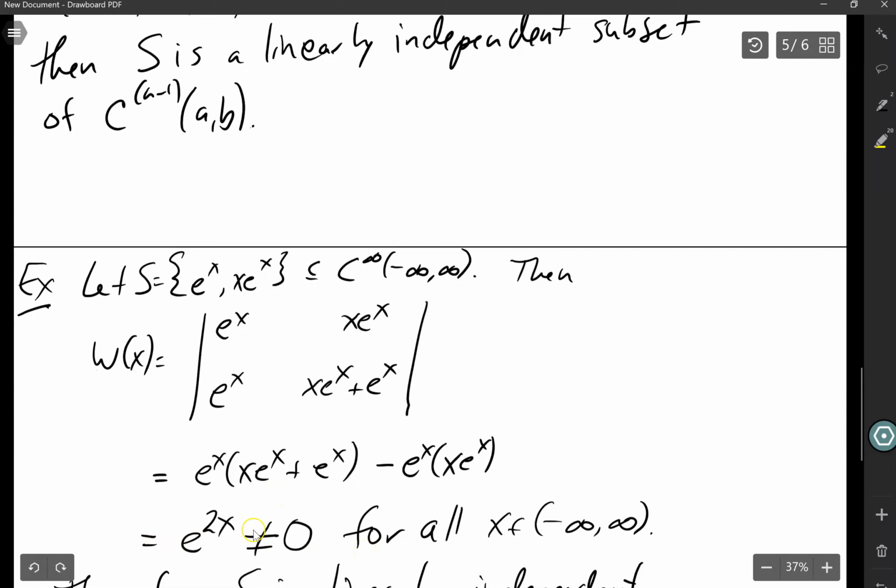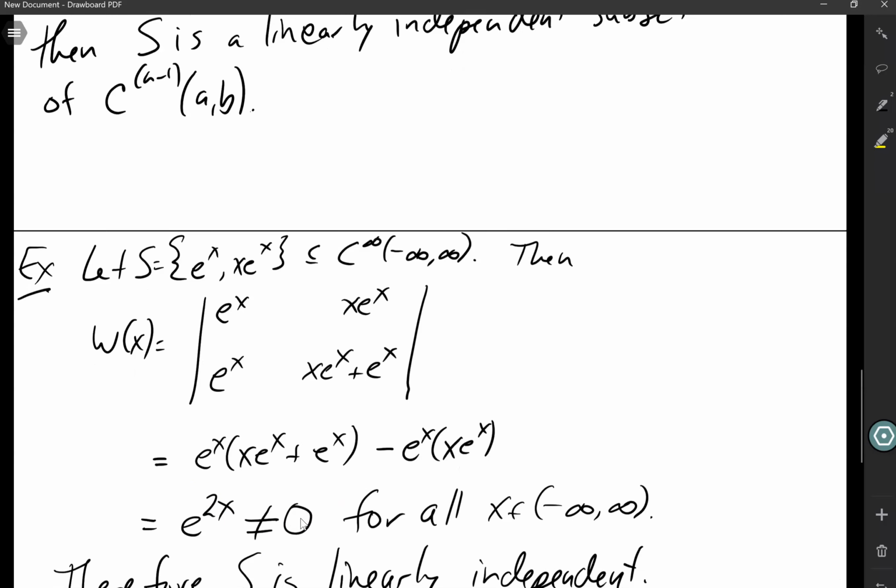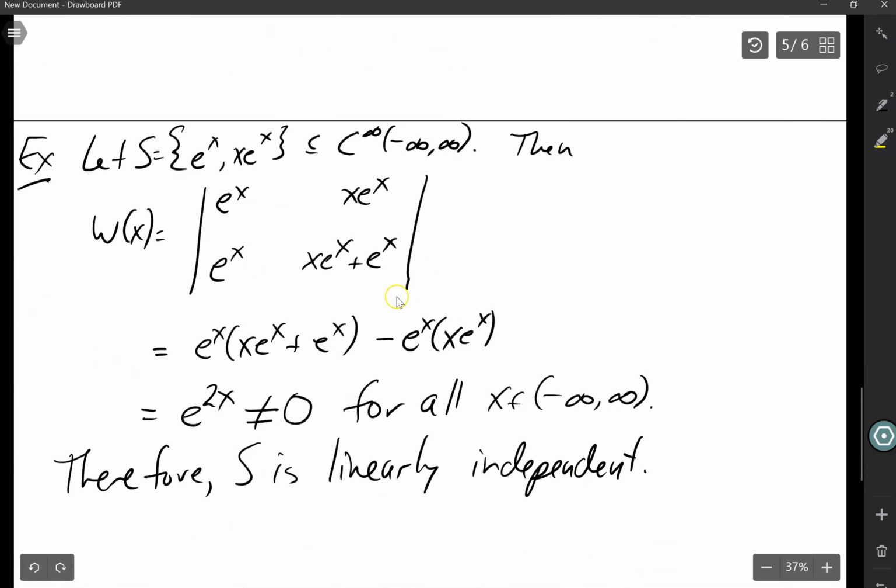Well, in this case, it doesn't matter what you plug in for x, but in particular, this is not always 0. Okay? It's important. For it to be identically 0, it means that this x has to go away when you do the simplifying. So as long as there's an x in here, that's going to mean that it's not identically 0. All right, so therefore, in this case, this particular set is linearly independent.